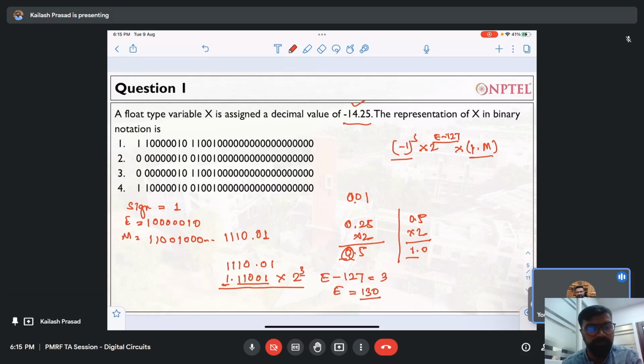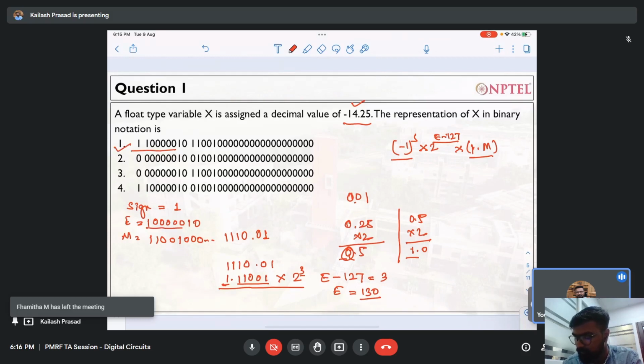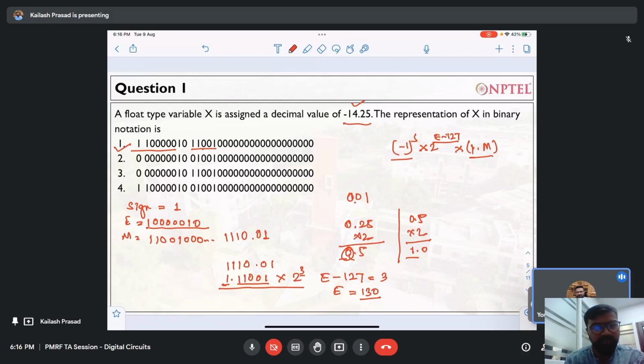Let us see which of the options is the answer. The first option is what we are getting here: 1, then 5 zeros, then 1 0, and 11001 followed by all zeros. So this is how you convert a decimal number into a floating point representation.